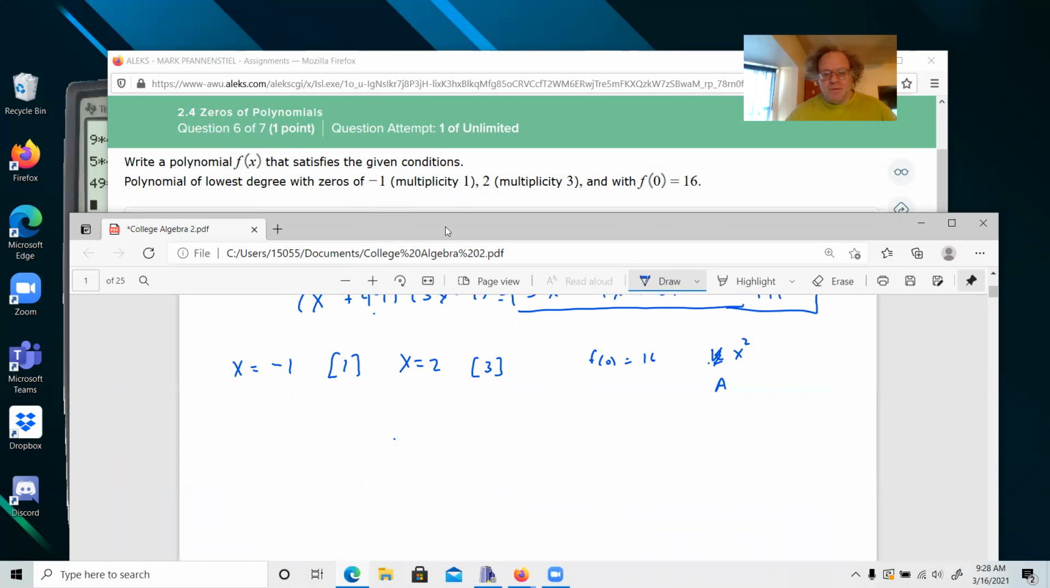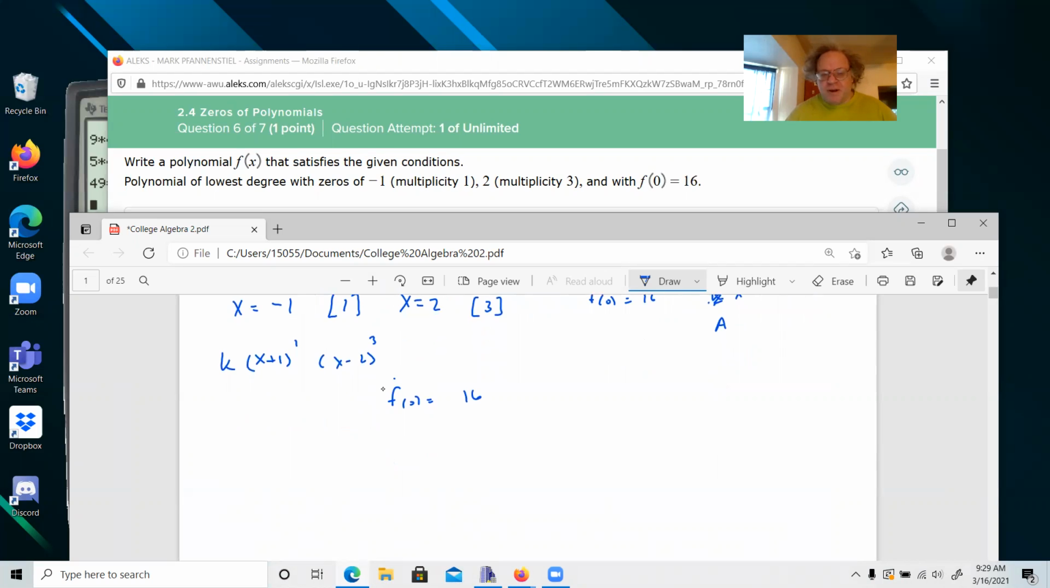All right. So here we have x plus 1, and this happened one time. We have x minus 2, and this happened 3 times. And I have some kind of a k at the front because we know that f of 0 is equal to 16. Okay. So that's what we have right now.